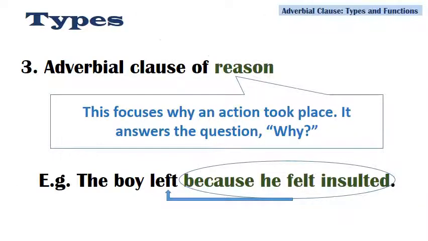The third type we'll look at will be the adverbial clause of reason. Reason focuses on why an action occurred, the cause of that action, and so it answers the question why. When this clause occurs, it creates the reason for an action that is stated in the sentence. So the boy left. Why did the boy leave? Because he felt insulted. So because he felt insulted in this sentence is an adverbial clause modifying the verb left.